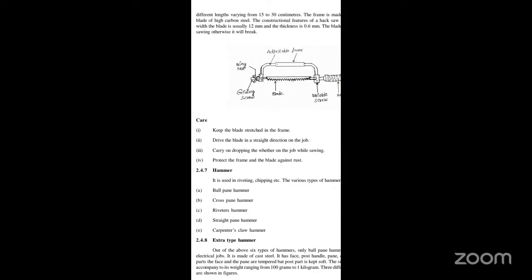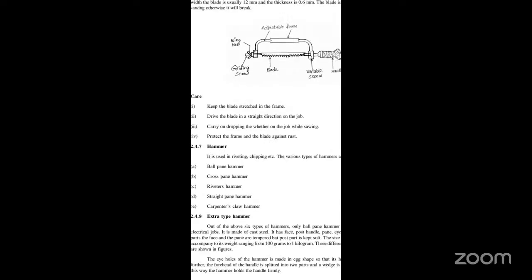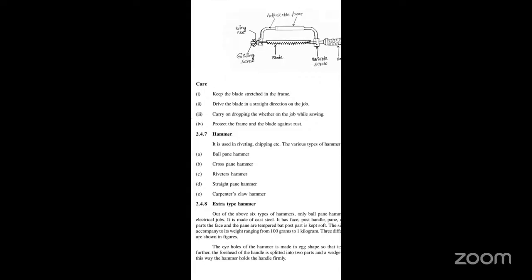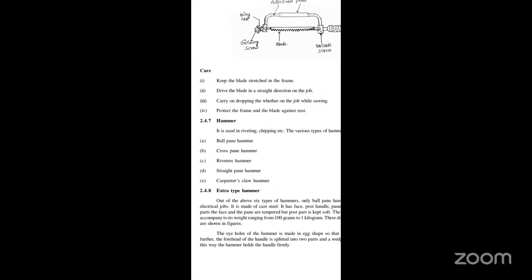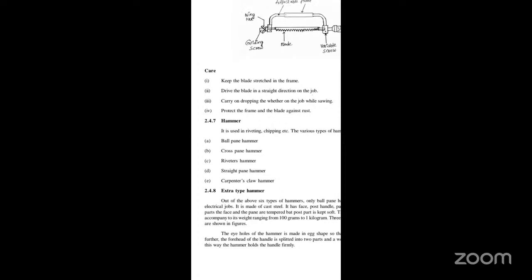Next, hammer. It is used in riveting, chipping, etc. The various types of hammers are as follows. First one is ball pein hammer. Second one is cross pein hammer. Third one is riveter's hammer, then straight pein hammer, and last, carpenter's claw hammer. These are the five types.